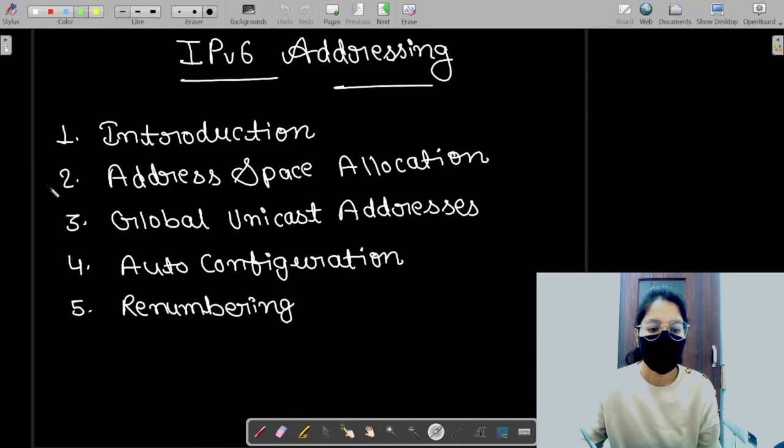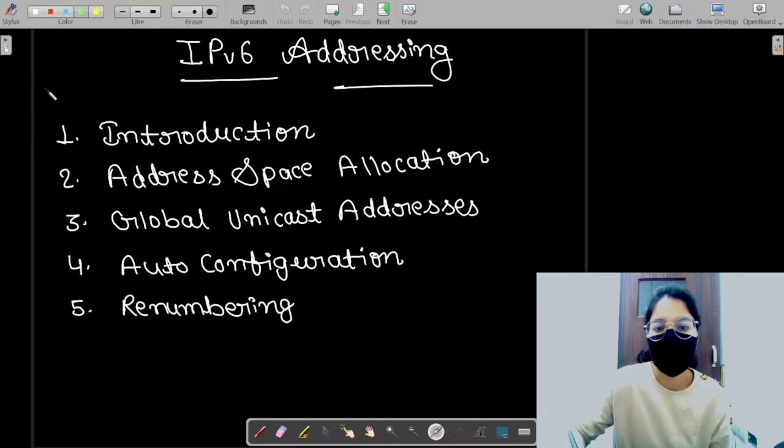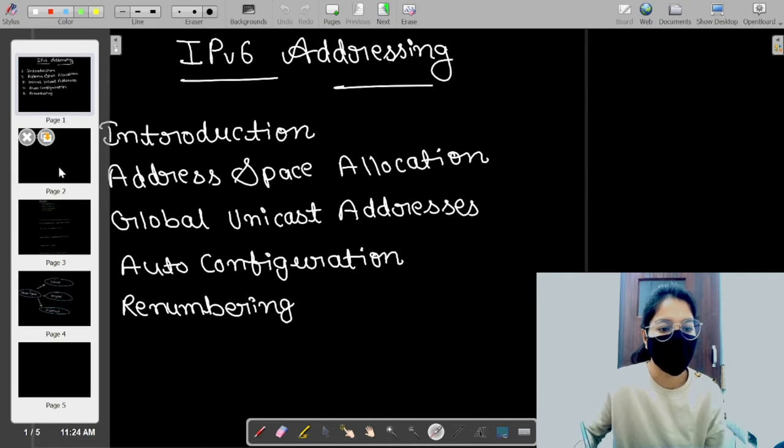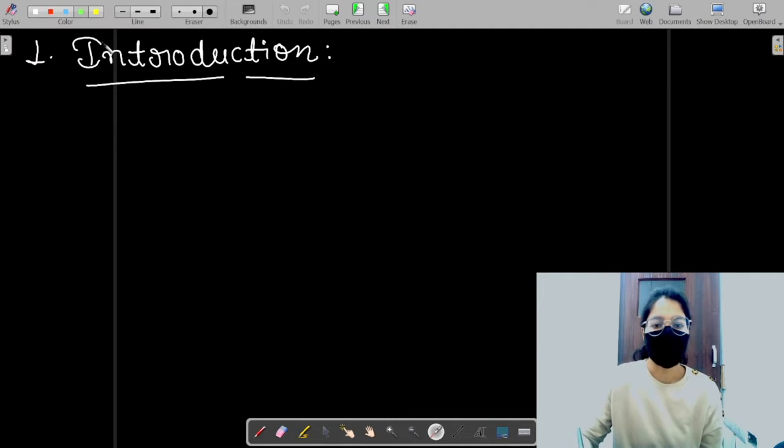Okay, so these 5 topics we will cover in this chapter. First is introduction of IPv6. Second is address space allocation. The third is global unicast addresses. The fourth is auto configuration, and the fifth is renumbering. Okay, so we will move on one by one. First, we will see introduction of IPv6.